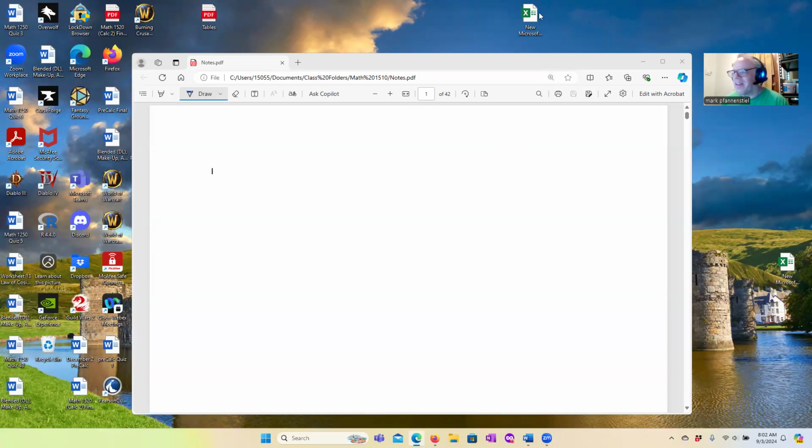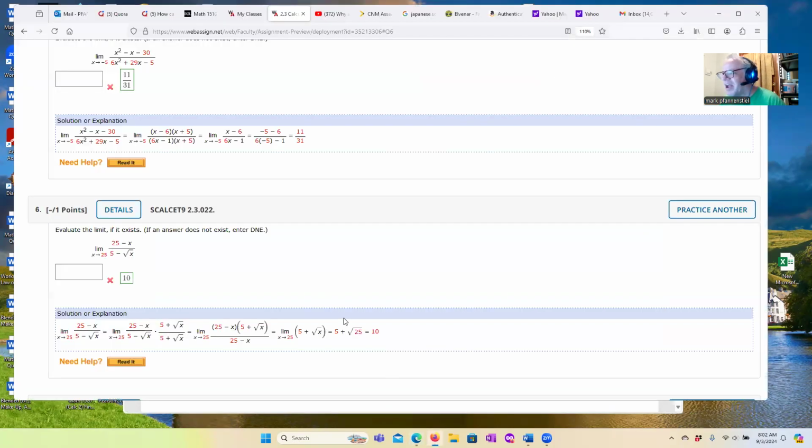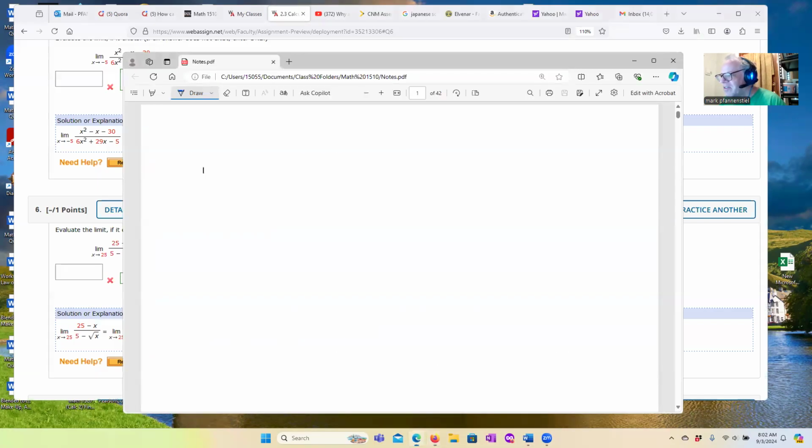So we had a little bit of a question talking about a limit here. Let's see if I can pull this up. Here we go. So we have 25 minus x divided by 5 minus the square root of x. I'm going to go ahead and write this down for us so we can start working on it. So we got a little notepad type of a thing I can have here.